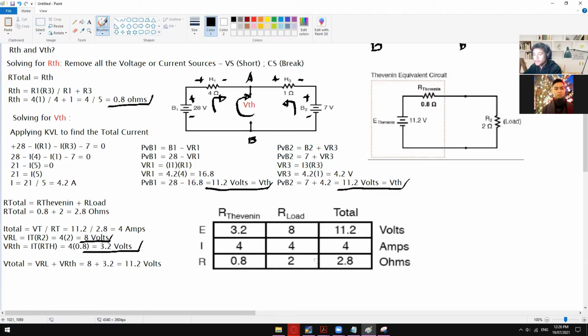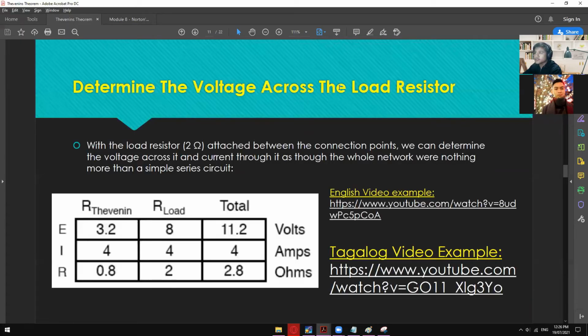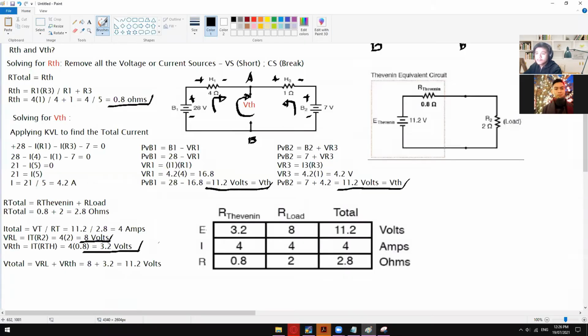Okay, since the one that we are looking for is the voltage drop across the load resistor, not across the R Thevenin. So this is the final answer, which is 8 volts, which is this one, ER load. And then the E total is, of course, 11.2. And then the current is 1 only, which is 4 amps, and then the resistances, which are already given, 0.8 and 2, and then the total resistance, which is 2.8.